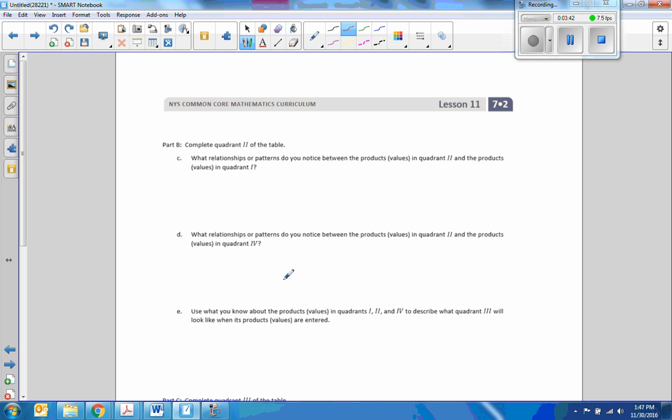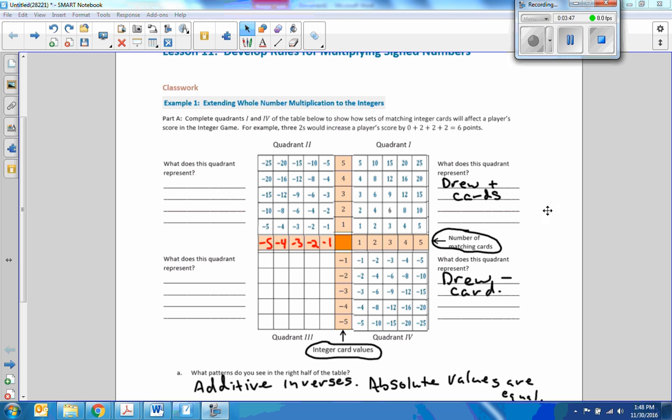Part B says complete quadrant 2 of the table. So we do that. Okay, so here's quadrant 2. Now we need to answer the questions that go along with that.